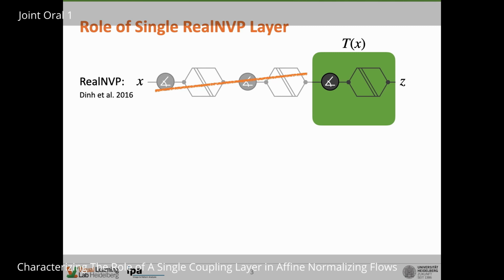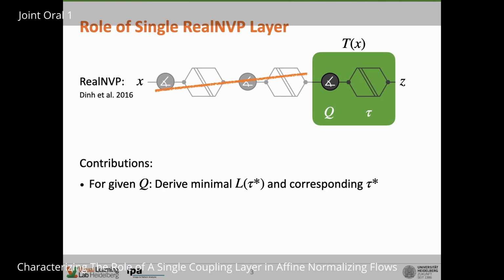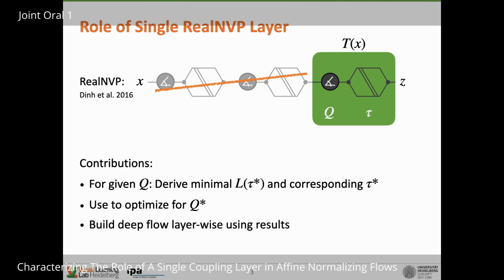Here's what we show. A RealNVP layer has two parts, a rotation Q and an affine transformation, tau. We derive the global minimum for tau, and the loss value at this minimum then depends strongly on the choice of the rotation Q. This, in turn, then allows us to optimally determine Q. These results can be used to train deep flows in a layer-wise manner, but we highlight the remaining gap between layer-wise and end-to-end training.